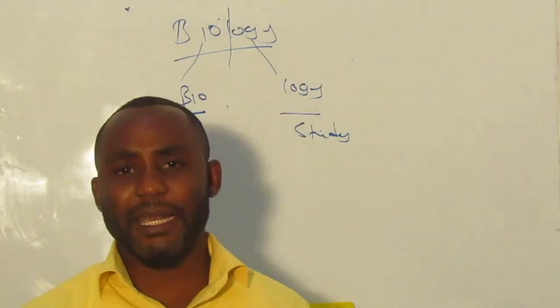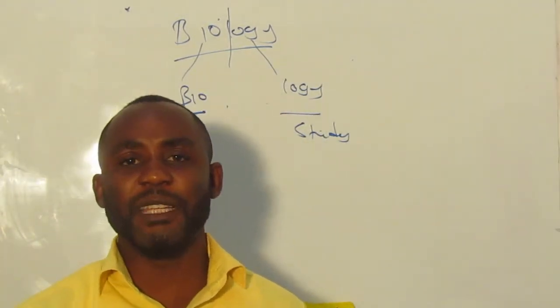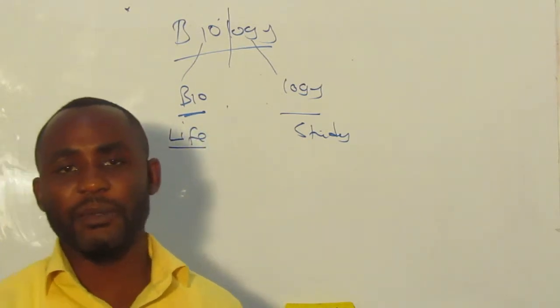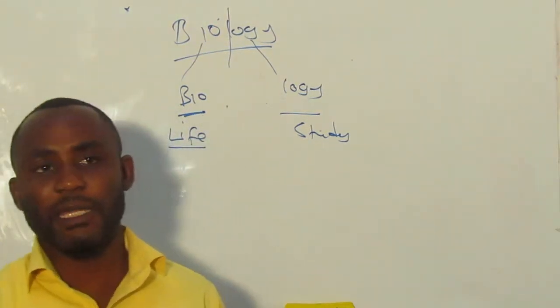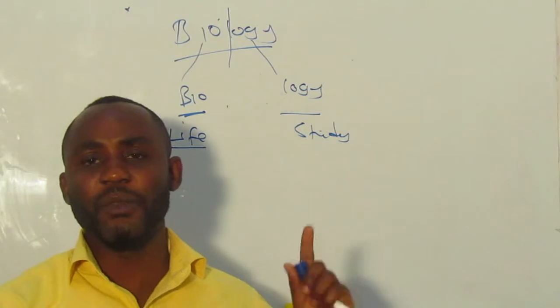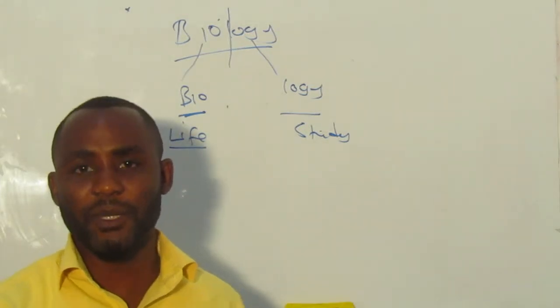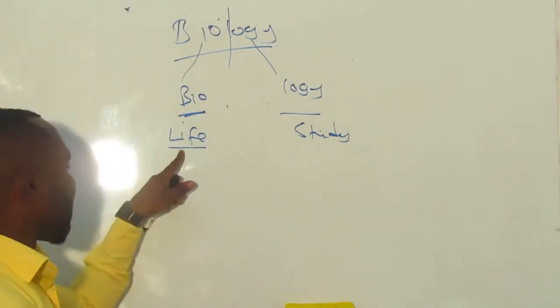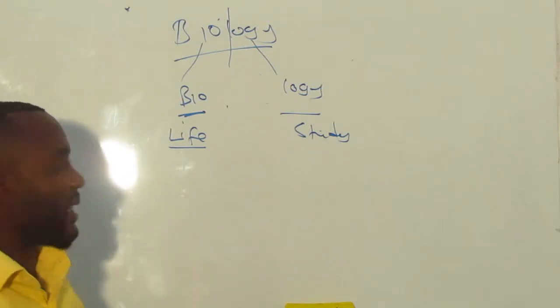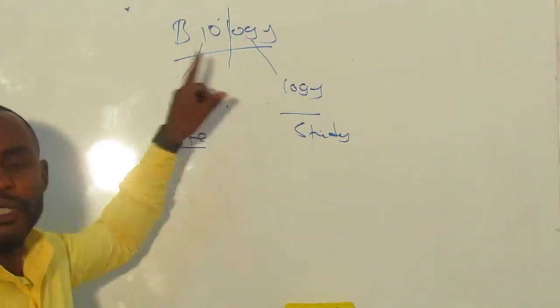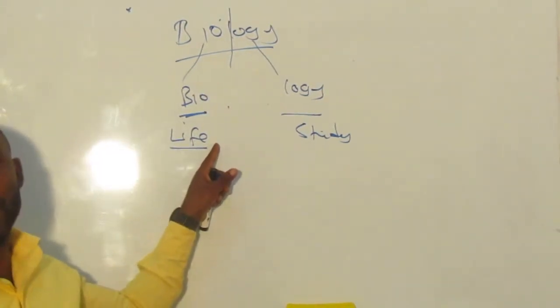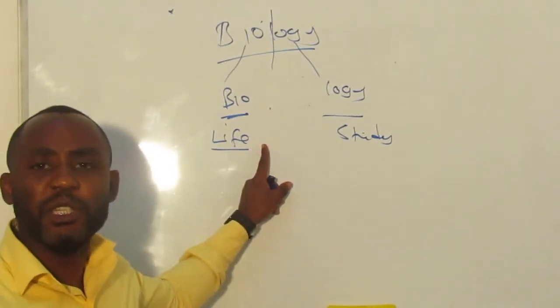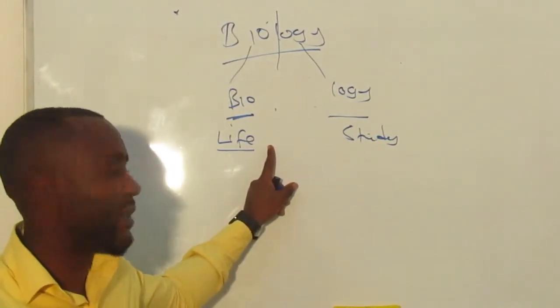Now, if you go back from the science that we've learned even in secondary school and so on, we were taught that a cell is the basic unit of a living organism. So since we are looking at life, it's important for us to understand that in biology, we try by all means to learn about a cell, which is a building block for organisms.